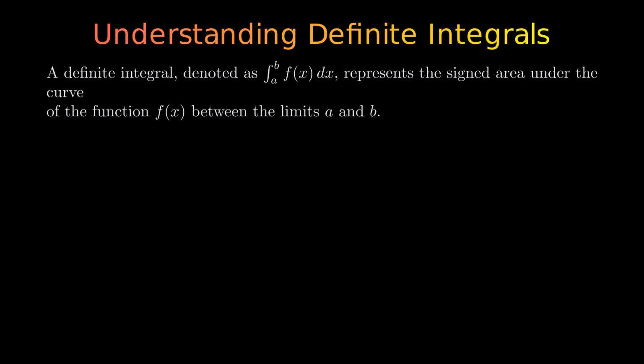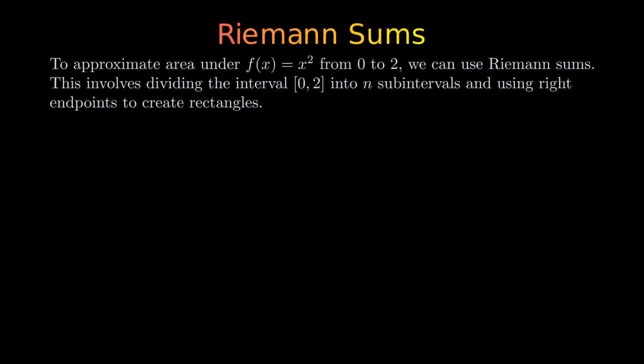To approximate the area under the function f of x equals x squared from 0 to 2, we can use Riemann sums, which involve dividing the interval [0, 2] into n subintervals and using right endpoints to create rectangles. This division allows us to estimate the total signed area under the curve.